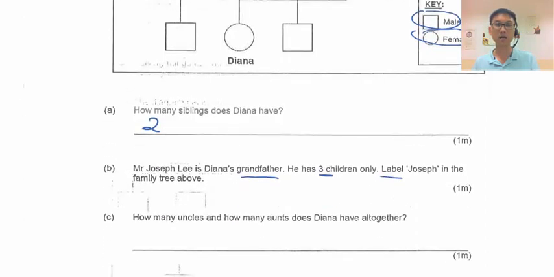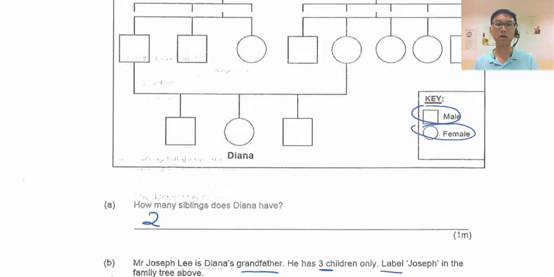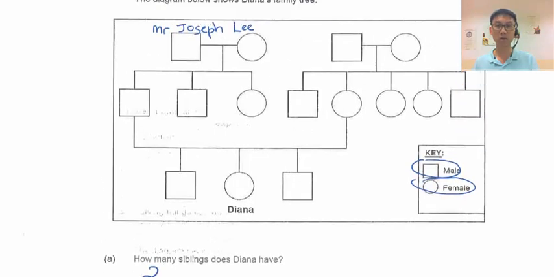Part C, how many uncles and how many aunts does Diana have all together? Okay, uncles will be the parents' brother. Aunties will be the parents' sisters. Now they didn't say whether they want the maternal or the paternal uncle aunties, so we will assume that it's both. Okay, so let's first look at uncles. So uncles and aunties will be on this level. It's the same level as the parents. So how many uncles? I have 1, I have 2, I have 3 uncles. How many aunts? I have 1, I have 2, I have 3, I have 4 aunts.